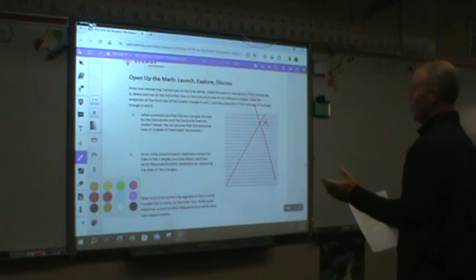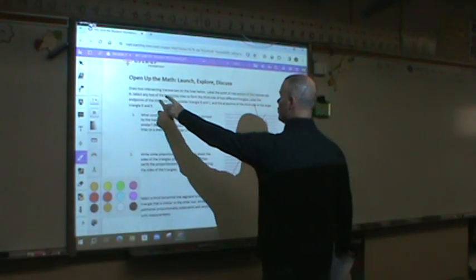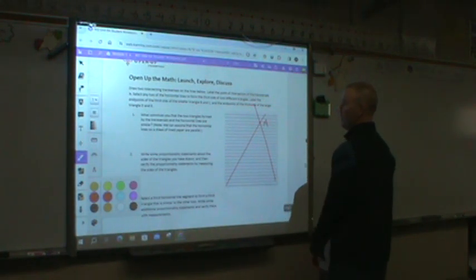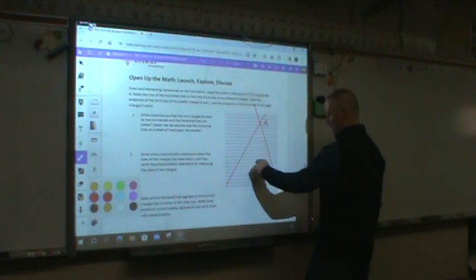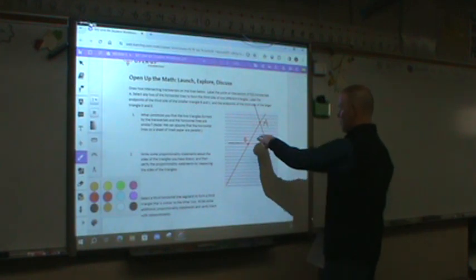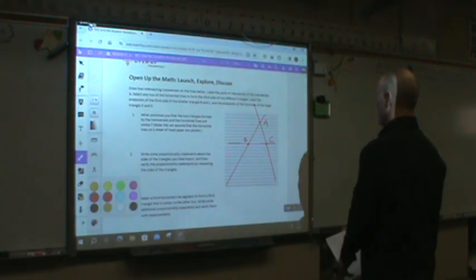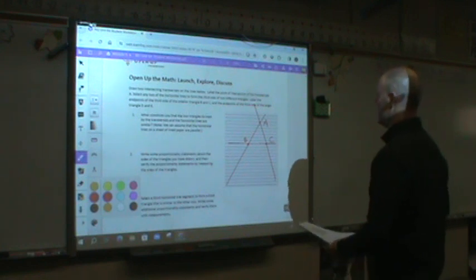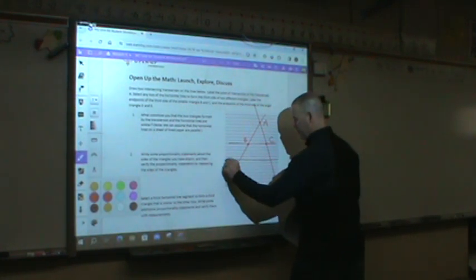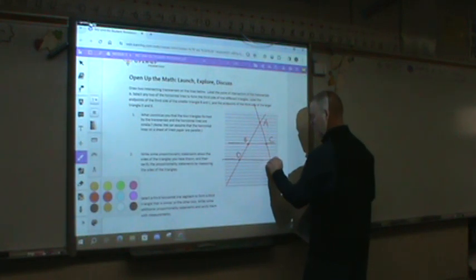Then it says select any two of the horizontal lines from the third side of two different triangles and label the endpoints B and C. So any of these horizontal lines, you're going to label B and C. So there's one triangle. And the endpoints of the third side of the larger triangle, D and E. So you're going to pick another one, anywhere along here, doesn't matter. Okay, so there's D and there's E.